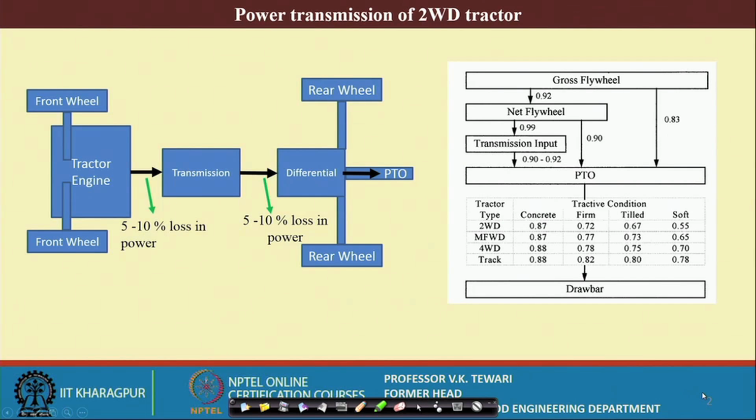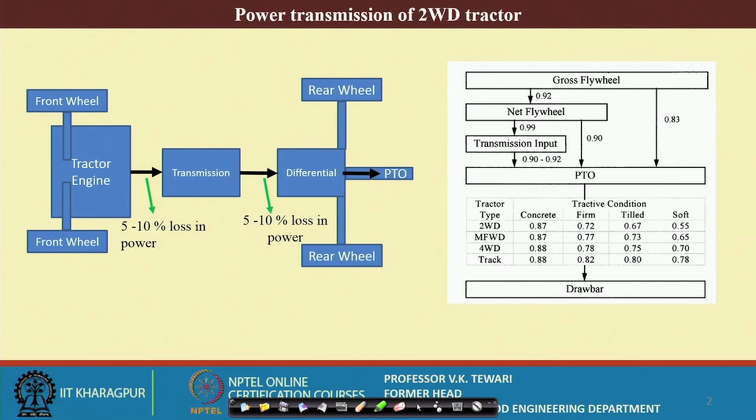To start with, a two-wheel drive tractor has been taken, and you know what a two-wheel drive tractor and a four-wheel drive tractor are. In a two-wheel drive tractor, power is given to the rear wheels, and in a four-wheel drive tractor, the power is given to both the rear and the front wheels, and the weight distribution in a four-wheel drive is more or less equal. In a two-wheel drive, the weight is more on the rear side. So, we will discuss power transmission of a two-wheel drive tractor.